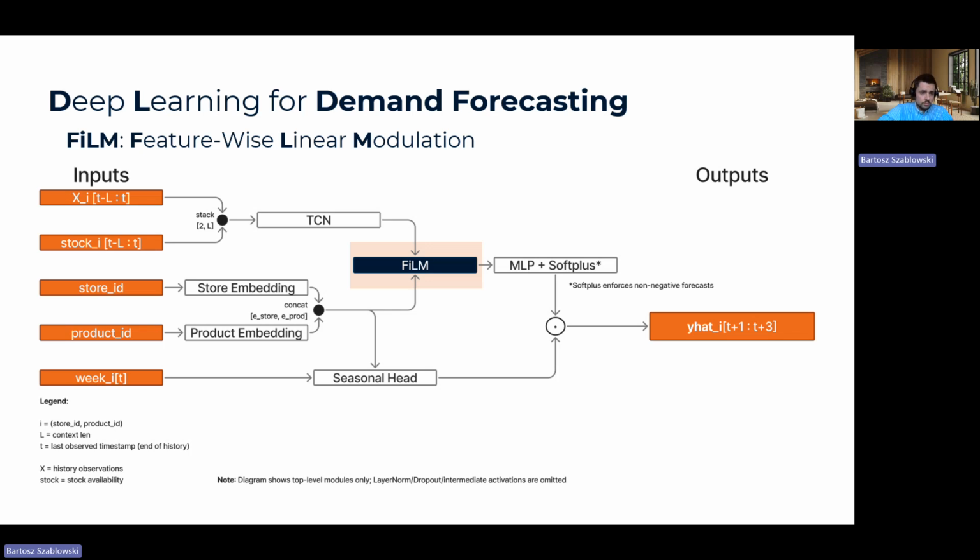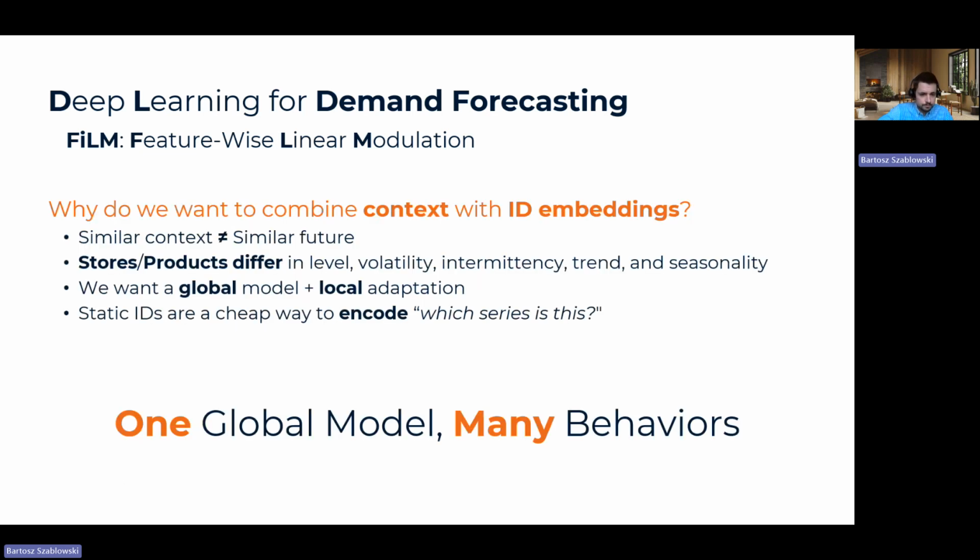Okay, so right now we already have two things. First, we have a representation of the temporal context built by TCN from the sales history and stock information. Second, we have store and product embeddings, meaning information about for what time series we are generating the forecast. Now we want to combine these two pieces of information.